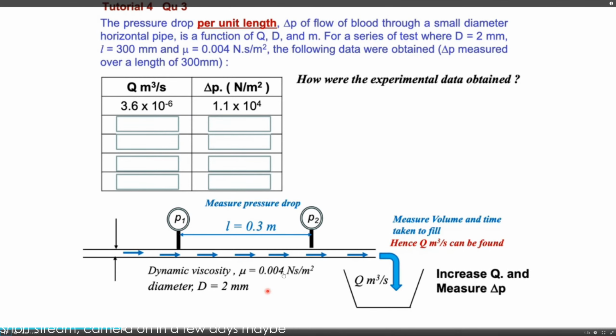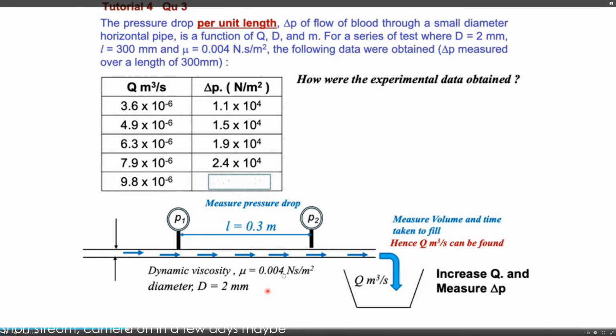Next, you increase the flow rate, and then you measure the pressure drop. Increase the flow rate, you measure the pressure drop. Increase the flow rate again, you measure the pressure drop. So what you have is some kind of calibration data, a series of flow rates, and then you measure the pressure.